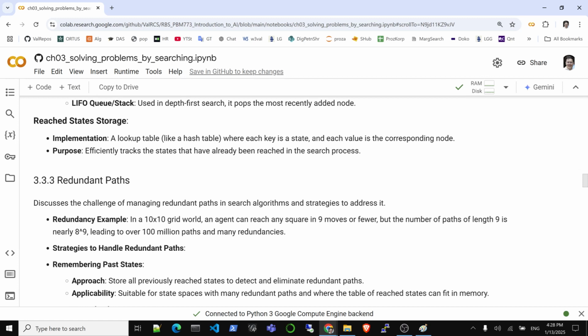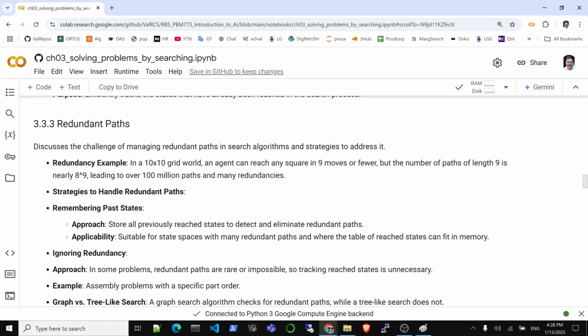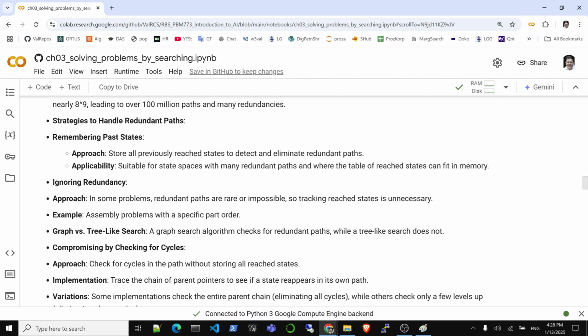So maybe you want to remember. You have to decide, when you're exploring your problem, whether you need to store this previous memory. Do you need some sort of search memory of where you've been? For graph search, you probably want to check for redundant paths. For tree-like search, you don't have loops, so you might not need to check.